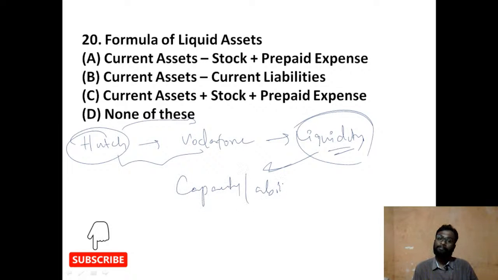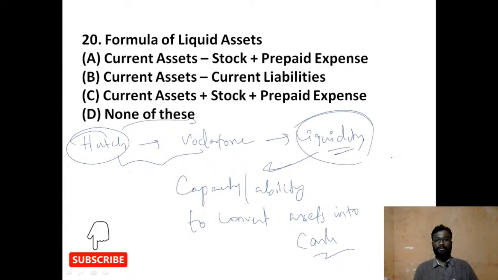or ability to convert assets into cash. Try to understand. It is a capacity or ability to convert the assets into cash. So that is called liquidity. So what is the reason behind this Hutch?